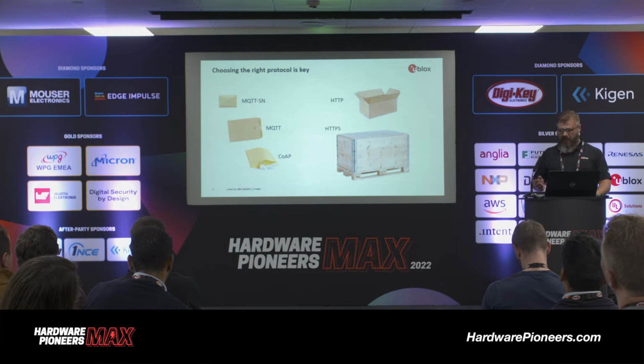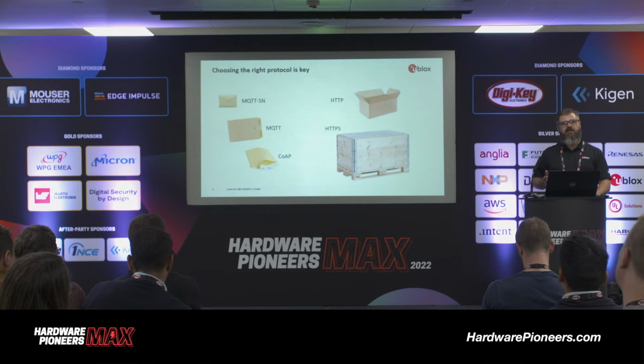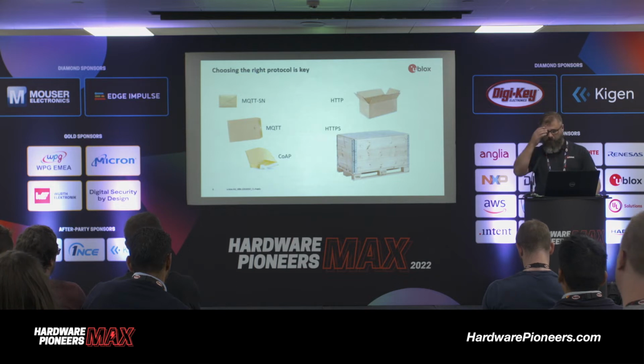Adding a security layer to that, such as HTTPS, makes it much more like a heavy-duty shipping crate, which, of course, you want that if you're sending a lot of stuff, but if you're just sending small IoT messages, you just don't need it. Again, in this constrained environment, we want to make the right protocol decision to be as efficient as possible. And so we lean more towards the left-hand side with protocols like MQTT and MQTT-SN.